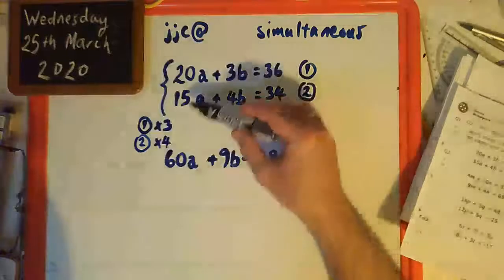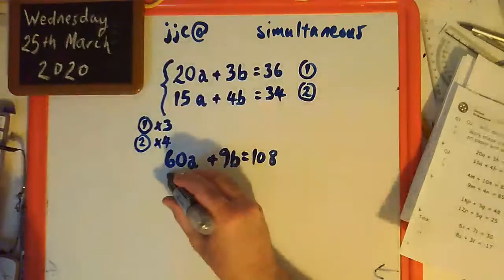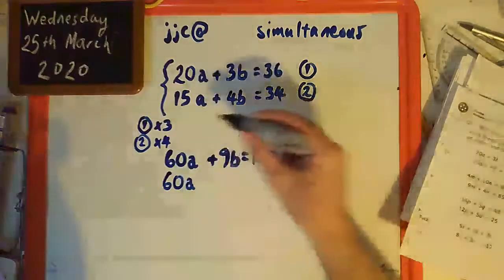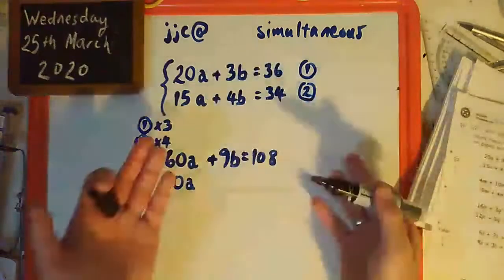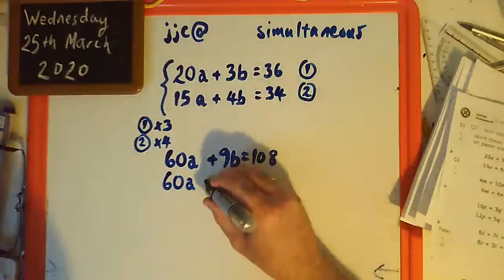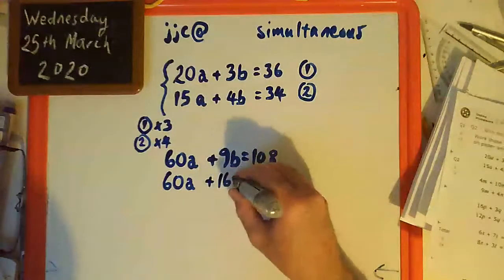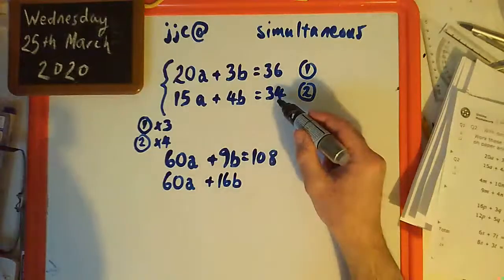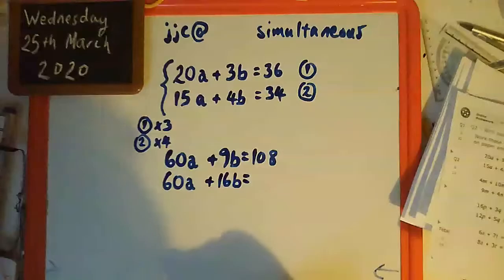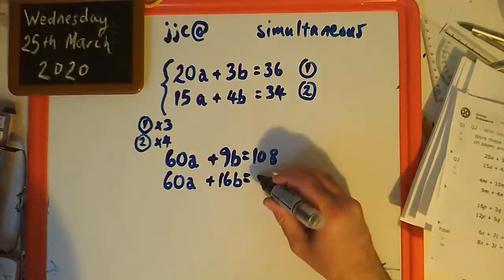So 15a times 4 gives me 60a. But then I've got to multiply everything else by 4 to maintain the balance. So 4b times 4 gives me 16b, and 34 times 4 gives me, can I do this in my head? 34, 68, 120, 136, I hope.